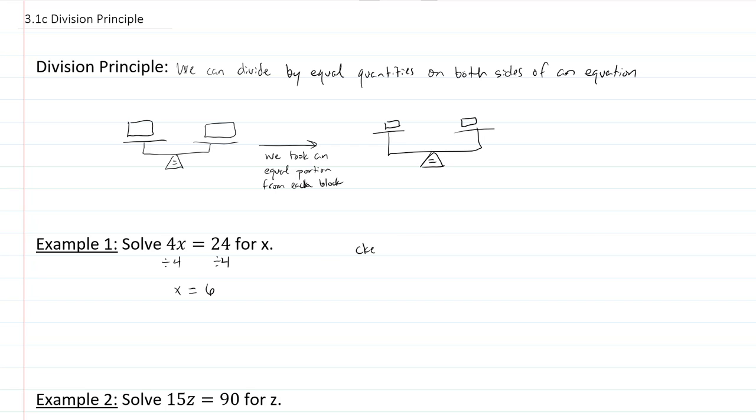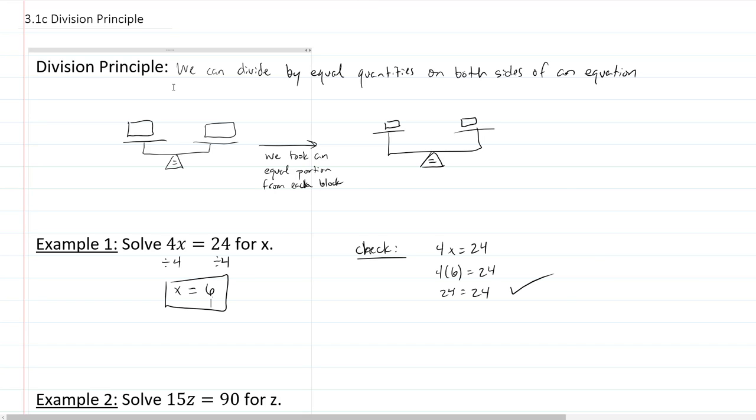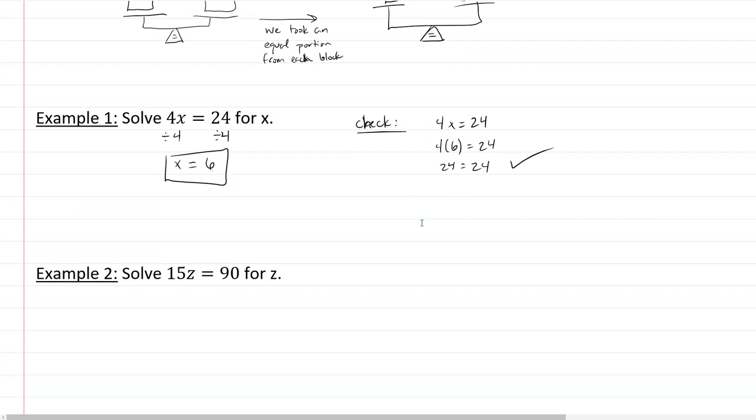Now we can check our answer by plugging in 6 for x. 4 times 6 equals 24. 24 equals 24. This is a true statement, so we know that x equals 6 is actually a solution to this equation. Remember, if you're ever unsure about the operations you just did, plug your answer back into the original equation to check it. If it's a false statement, you've done something wrong, and that's not an actual solution. But since this was a true statement at the end, our solution is genuine.